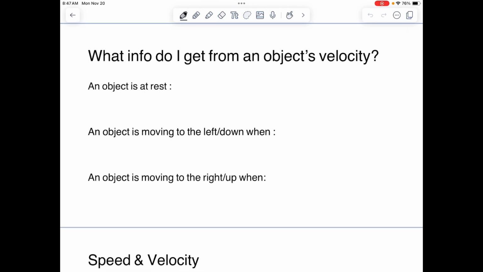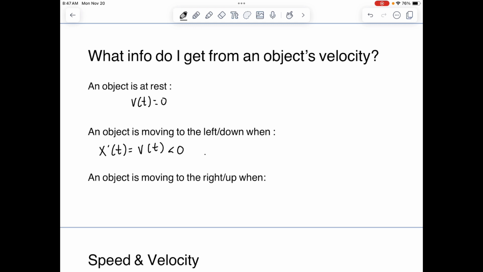So there's some information we get about an object if we know things about its velocity. So for example, an object is at rest when the velocity equals 0. So it's not moving. An object is moving left or down. So if it's straight lined motion, left. If it's not straight lined motion, we know that it's moving either towards the left or if it's moving down when the derivative of our position, aka our velocity, is less than 0.